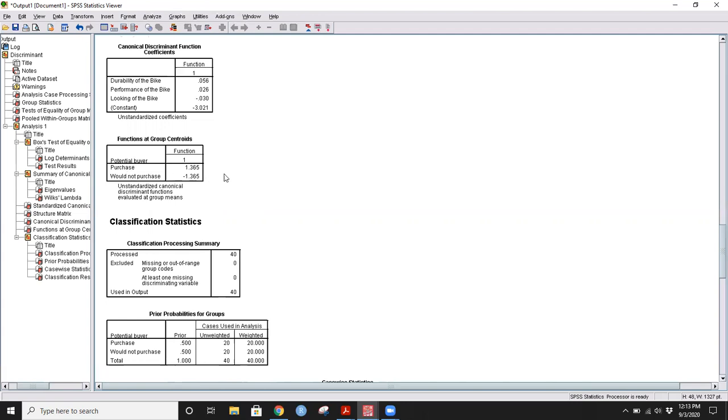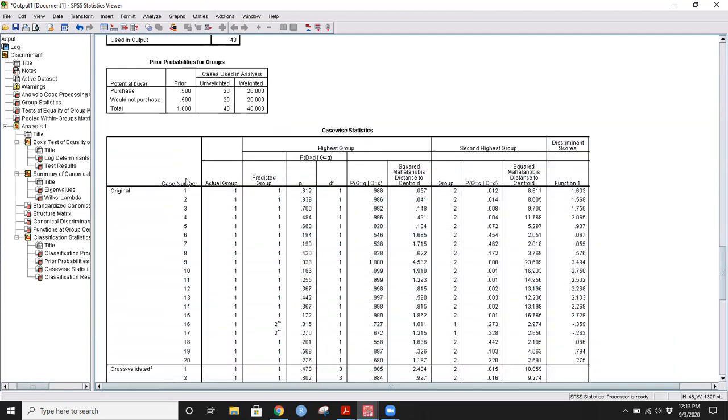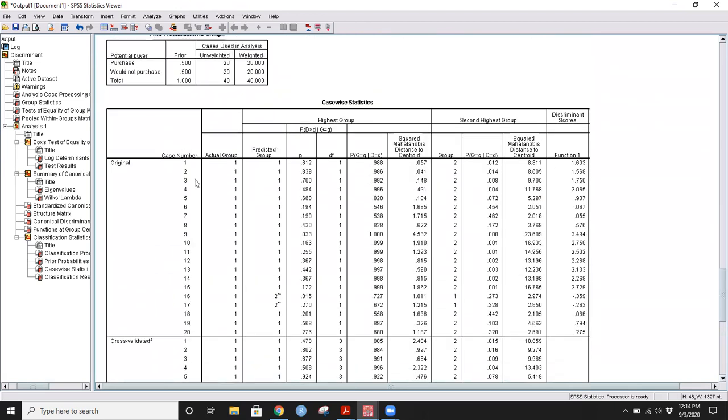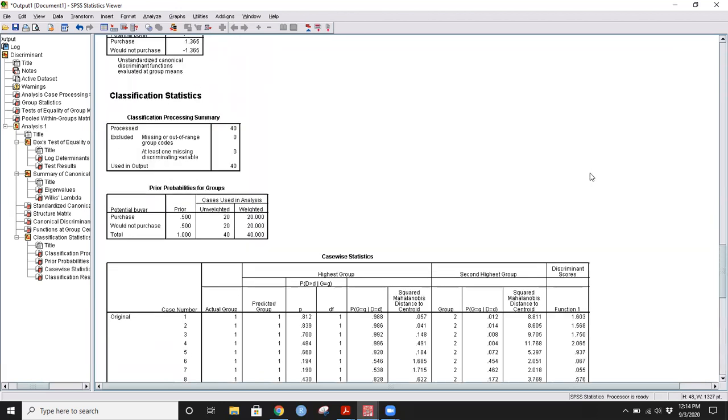Okay, and any discriminant score which is less than 0 will be classified as would not purchaser. That's even clearer when you come to the classification statistics. Okay, so we are here, and in this case I asked SPSS to only display for the 20 cases. So it has done so for the 20 cases, and you can see these are the actual groups. These are the groups predicted by the discriminant function analysis, and what I'm interested in is looking at the discriminant scores. So now I'll compare these discriminant scores with my cutting score.